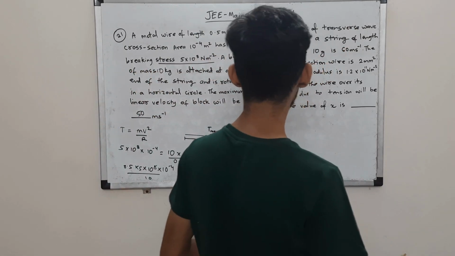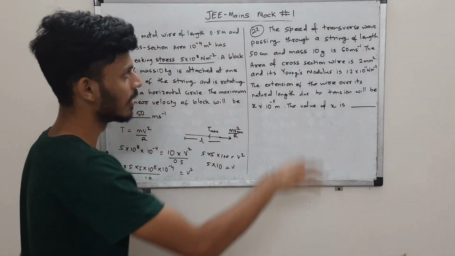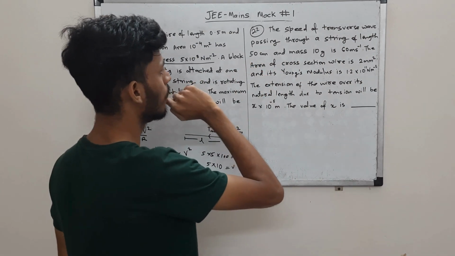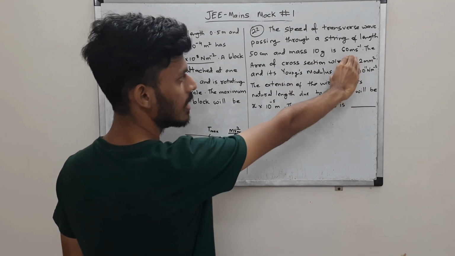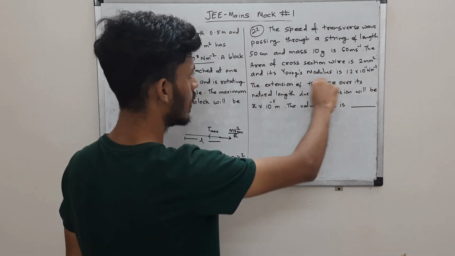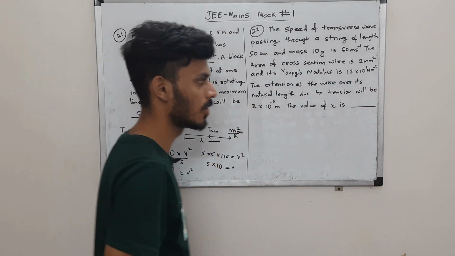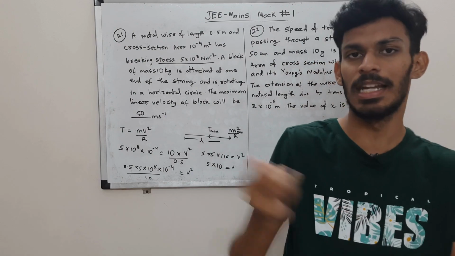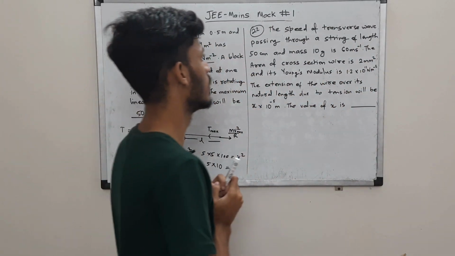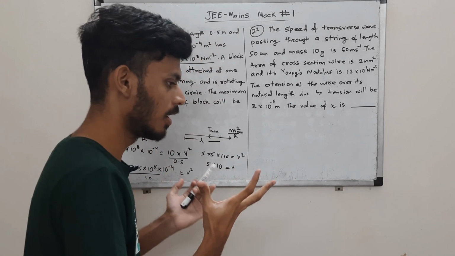Okay, let's come to this one. Here we have been given the speed of the transverse wave on a string of length this and mass this. The area of the cross section is also given. Young's modulus of the string is also given. You are supposed to find what is the extension. So this is a string, right? Transverse, we have a wave on a string.